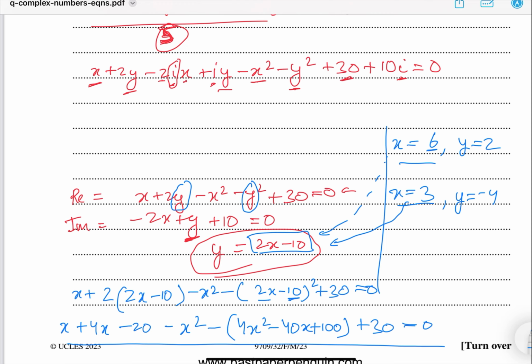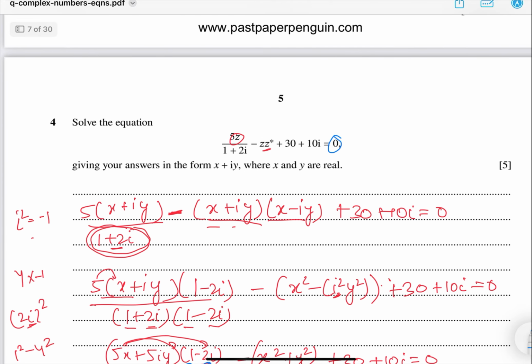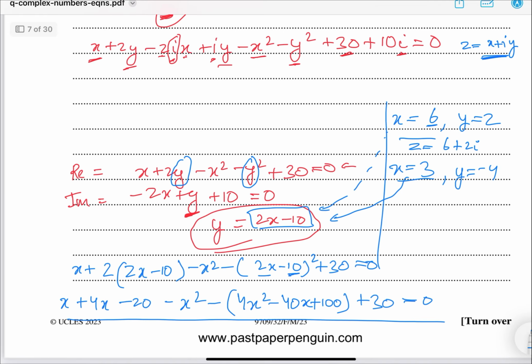So if this is the case, the number would be 6 plus 2i. What am I doing? Because z equals, we have to give the answer, right? This is the rule. z equals x plus iy. To find the roots, we have to equate it. Yes or no? We have to find the roots, equals 0. So we have the value of x as well and y as well. x plus iy. So this is z equals 6 plus 2i. For the next one, z equals 3 minus 4i. This is the answer. Let's move on to the next question.